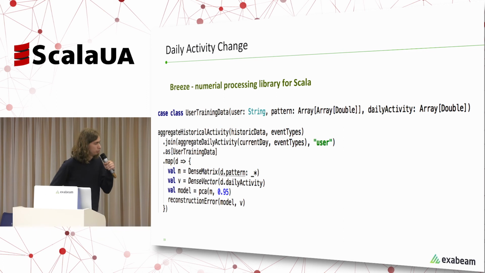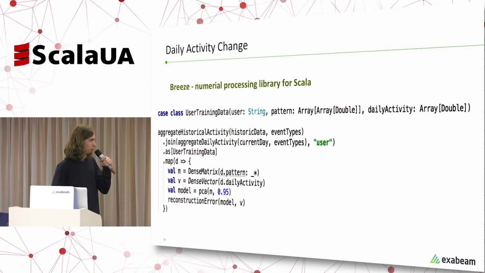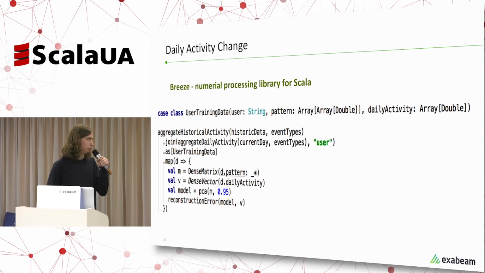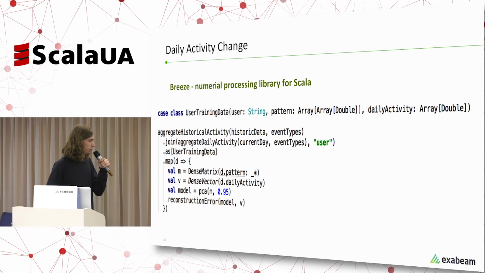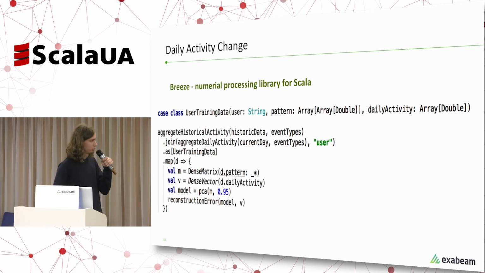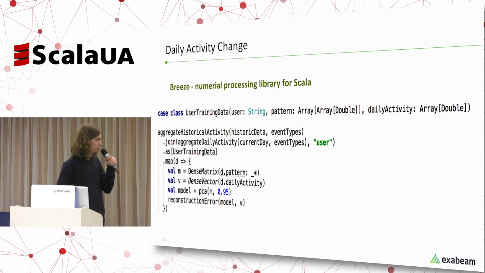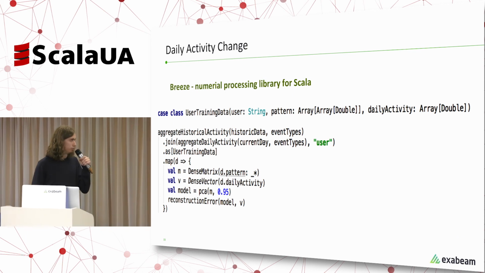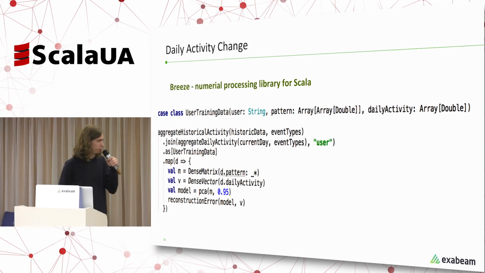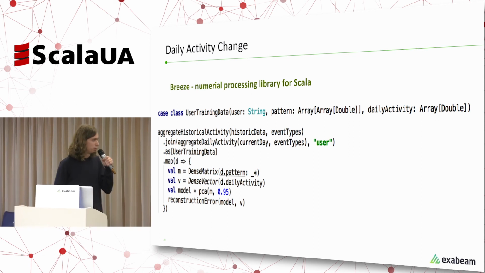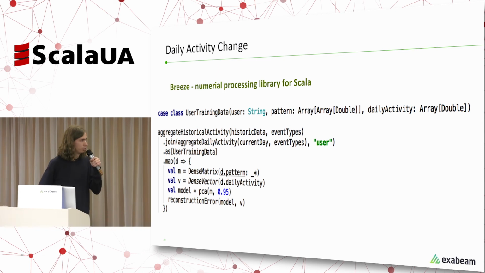Here you can see an implementation of daily activity change. We simply join our historical activity with daily activity, and then apply principal component analysis and compute the reconstruction error. But since our algorithm heavily relies on linear algebra, we need to find a library for it. So we chose Breeze, which is a numerical processing library for Scala, and it has all the necessary algorithms.